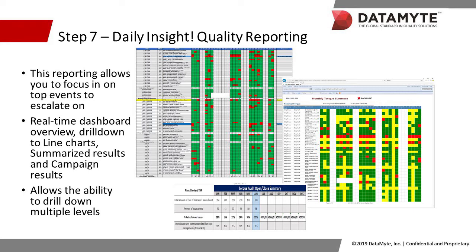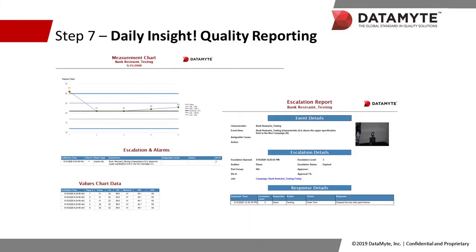It's a real-time dashboard with multi-level drill down into specific campaign results. As we drill down, here's an example of the data available. Here you see data on measurements, escalation reports and alarms triggered, and values chart data. Having this data at your fingertips provides the quality manager with a powerful tool to monitor and improve on the quality processes in place, as well as identify issues or defects before they leave the plant.